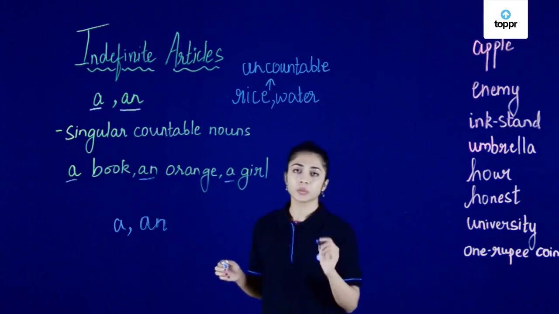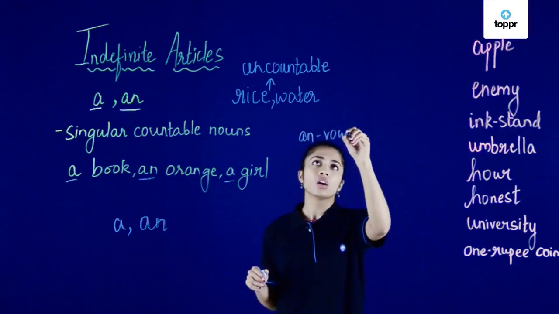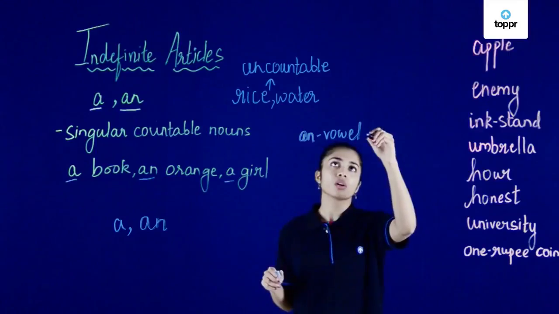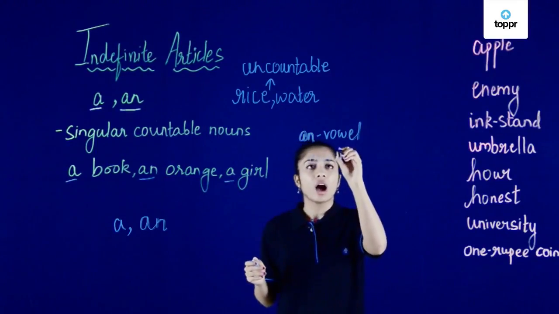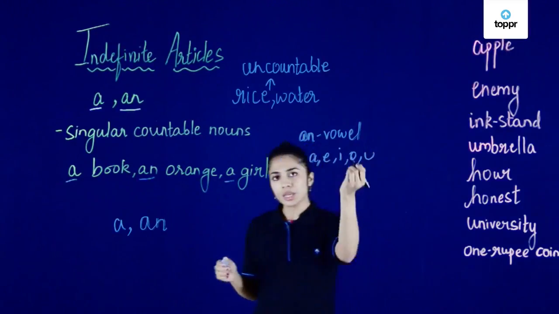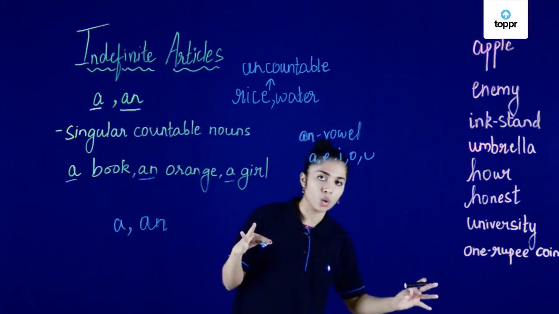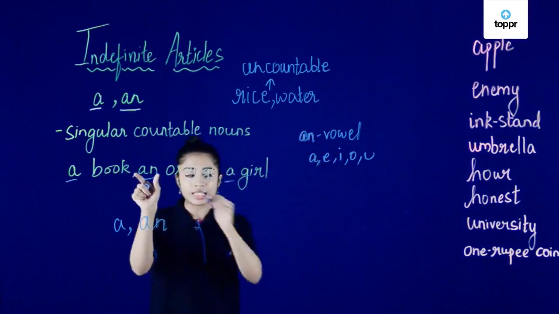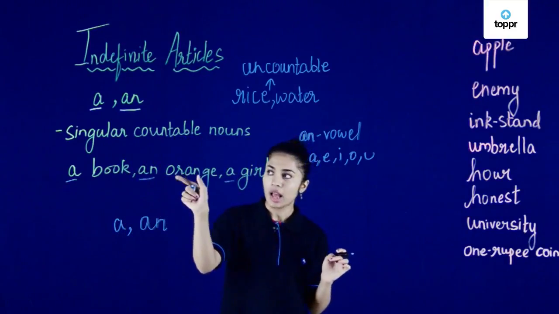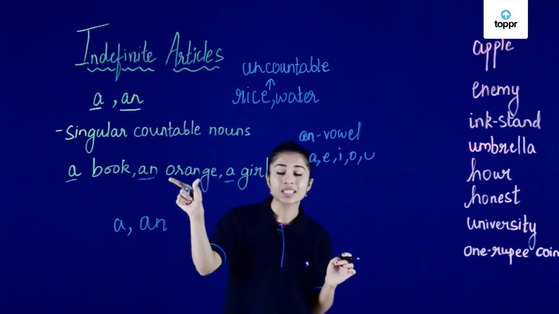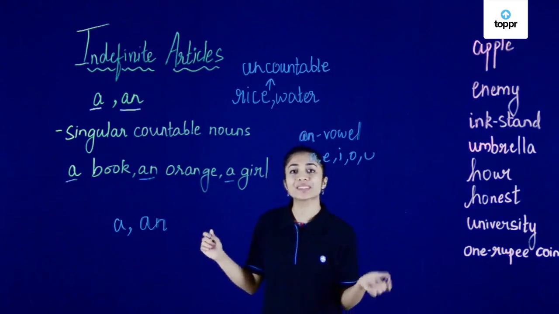Well, the rule is that we use an before vowel letters. So I'm just going to write an, vowel, and our vowel letters are A, E, I, O, U. What this means is that we use an before a noun that starts with a vowel letter. Let's take the example an orange here. An is our indefinite article, and the noun, which is orange, starts with O. And O is a vowel letter, and therefore we use an before it.